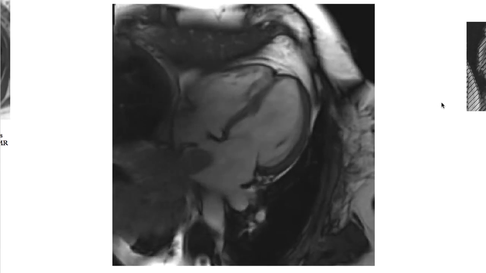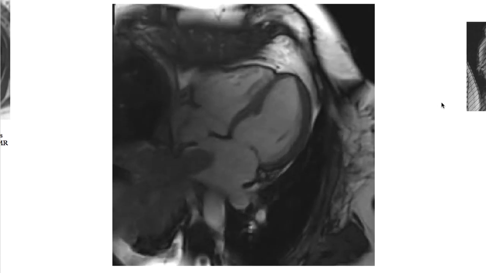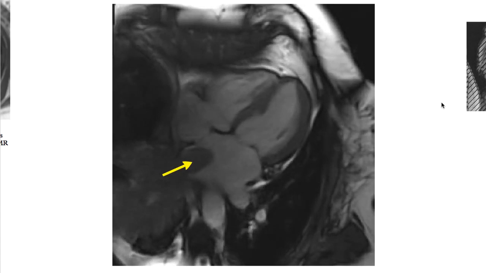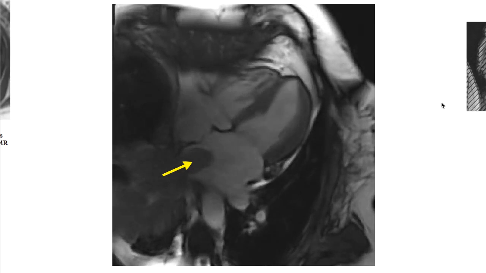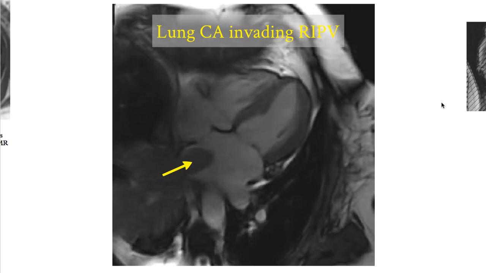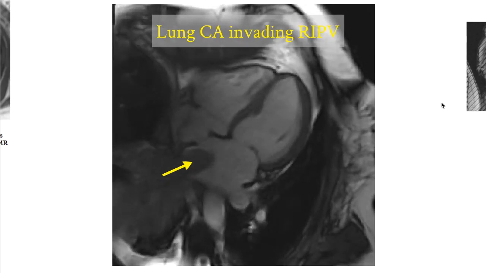Okay, so let's look at some case examples. Here we have a mass which is invading the right inferior pulmonary vein. And if we look adjacent to that, we'll see a large mass in the right lung. So this is a pretty easy diagnosis. This is a lung cancer invading the right inferior pulmonary vein.